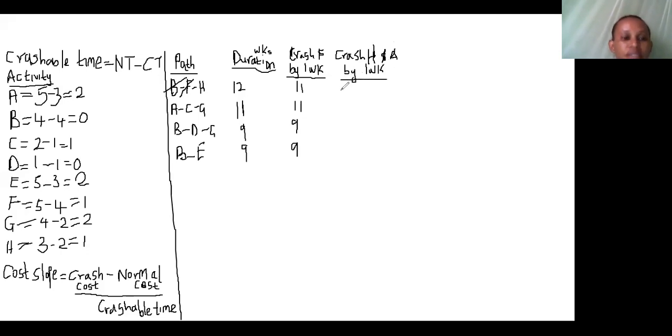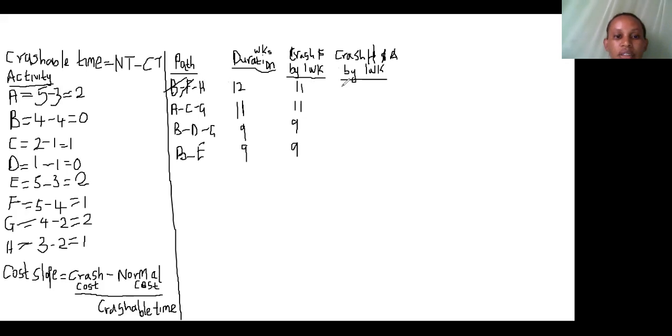Now, activity A had a crushable time of 2 weeks. Why didn't I pick 2 weeks? Because the only amount available for us to crush activity H is only 1 week. So we cannot crush an activity beyond its crushable time. And remember, our original guide was activity H. So as we crush it together with A, we cannot crush H beyond the 1 week, which is the available crushable time.